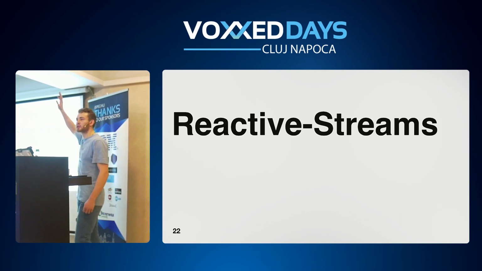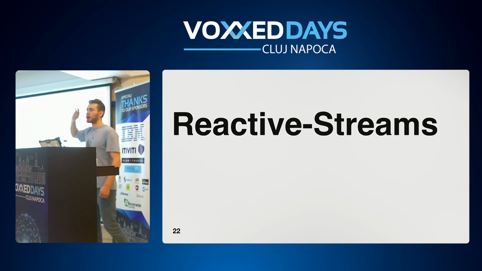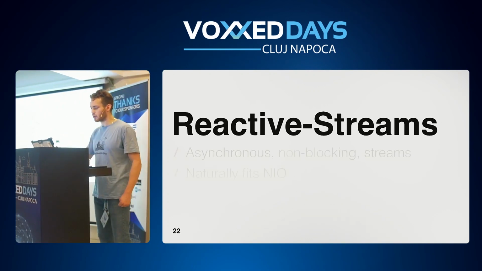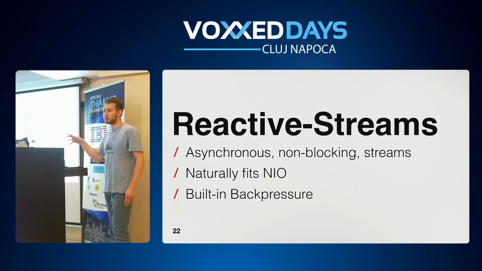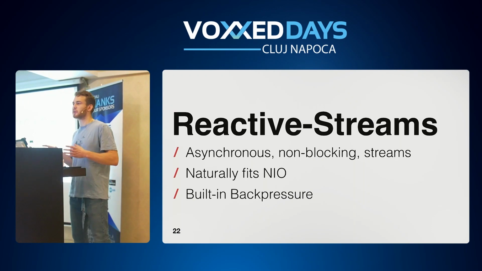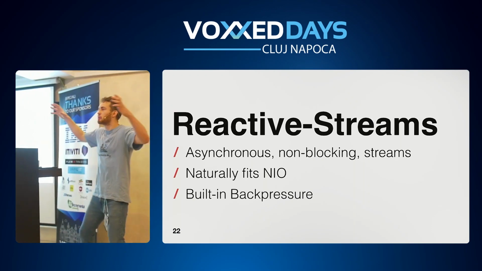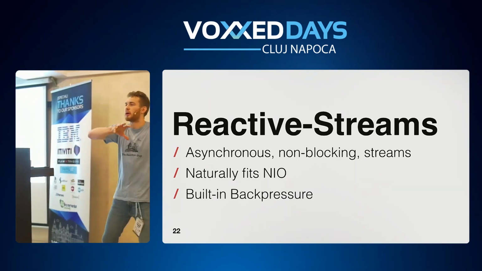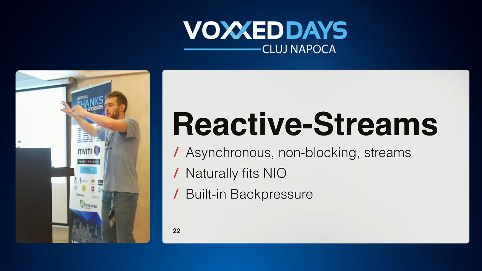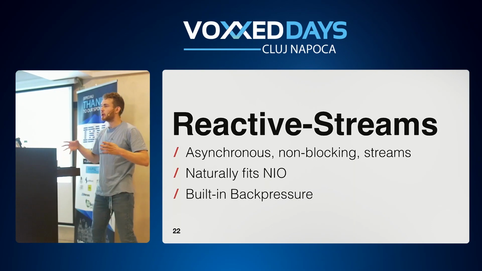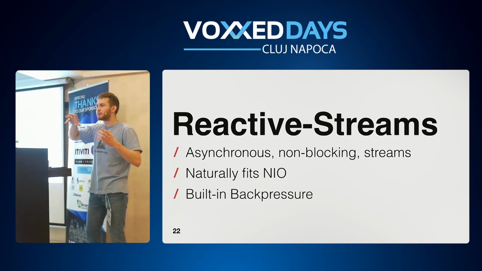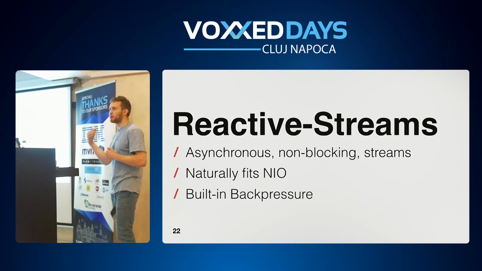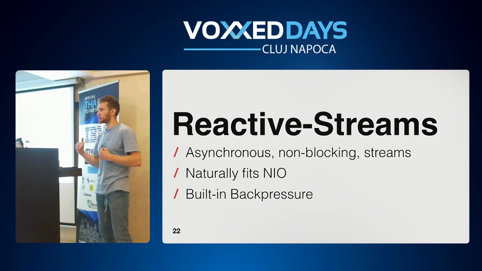First of all, have you ever heard about reactive streams? Okay, just a few hands. So reactive streams is a specification for stream processing. This specification gives us an asynchronous non-blocking stream paradigm. It naturally fits NIO because a connection is a stream of data, right? We have a client which sends data to our server and the server sends data back to the client, and so on. It's a stream. So reactive streams should fit very well to NIO, to connection, and the data processing should be like a pipe, like a stream. And finally, in reactive streams, we have a built-in back pressure. It's a part of the specification, which is good.